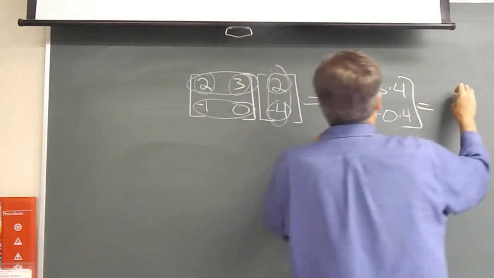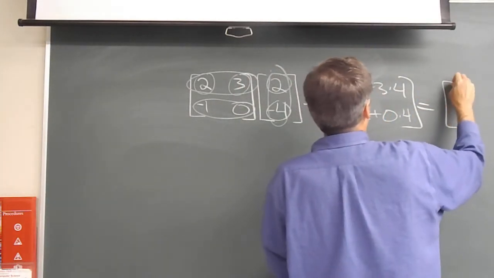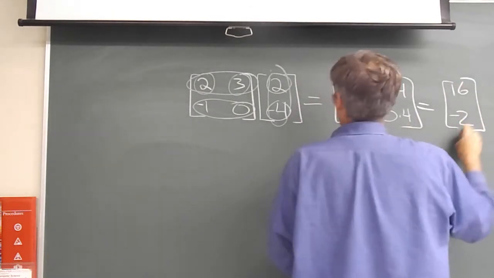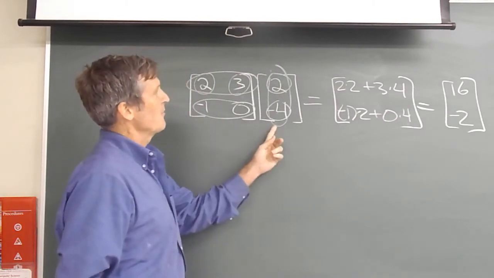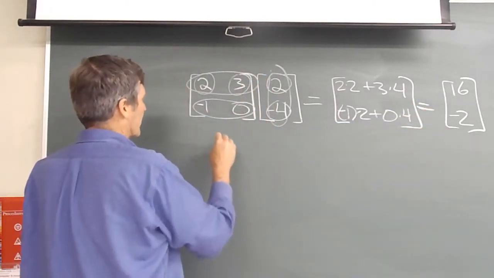Now what you get out is, let's see, 4 plus 12, 16, right? And minus 2 plus 0 is minus 2. So we say the product of this matrix with this vector is 16, minus 2. And in general, you don't have to use square matrices.